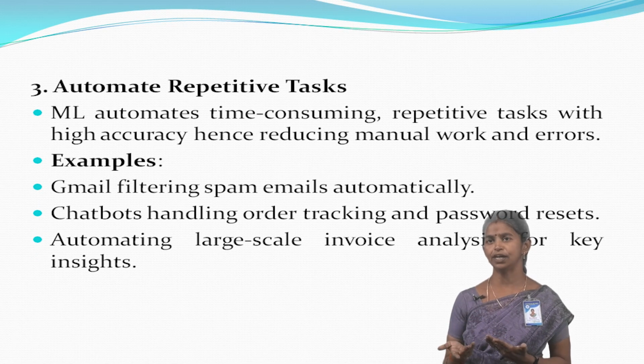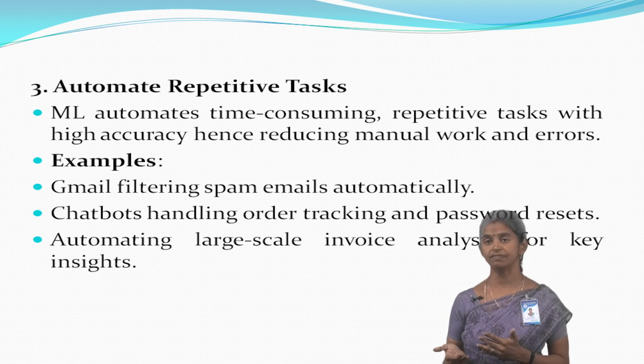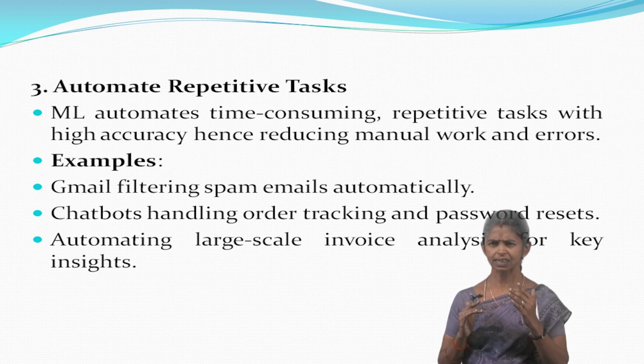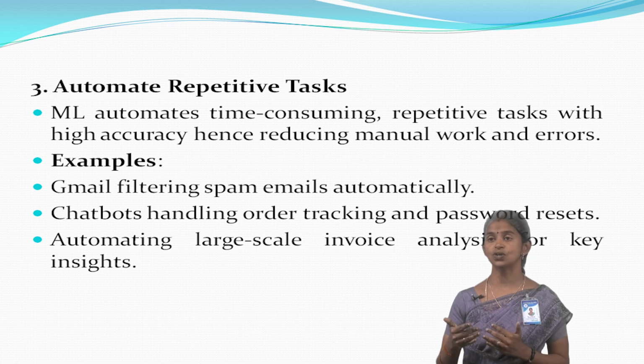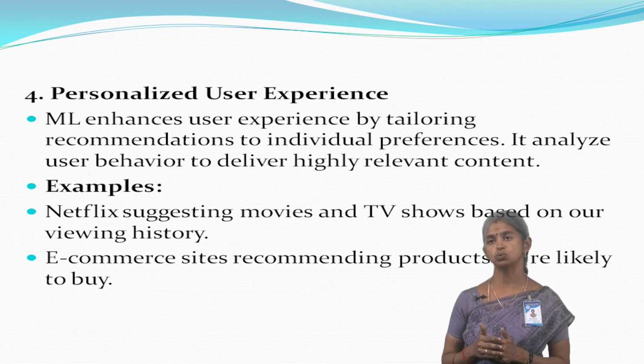Automating repetitive tasks. ML automates time-consuming repetitive tasks with high accuracy, hence reducing manual work and errors. For example, Gmail filtering spam mails automatically, a chatbot handling order tracking and password reset, automating large-scale invoice analysis for key insights.